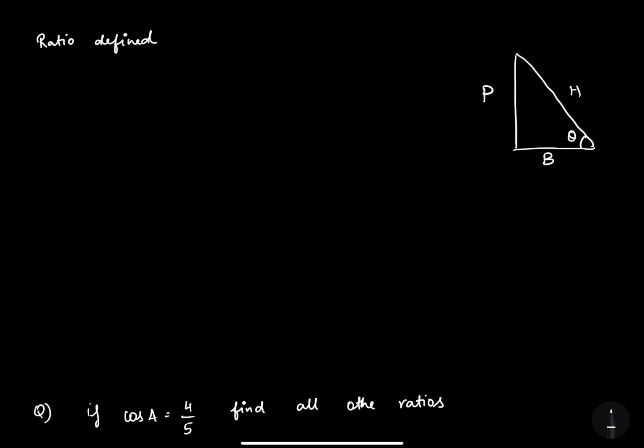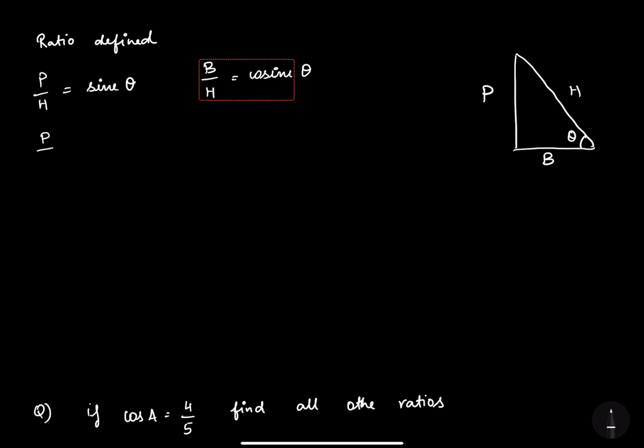Basically, ratio is comparing two quantities by dividing them. So if I divide P by H, for that ratio we have a term assigned to it. For this P by H, which is perpendicular by hypotenuse, we call it sine theta. And similarly, if we have B by H, it is called cosine theta.